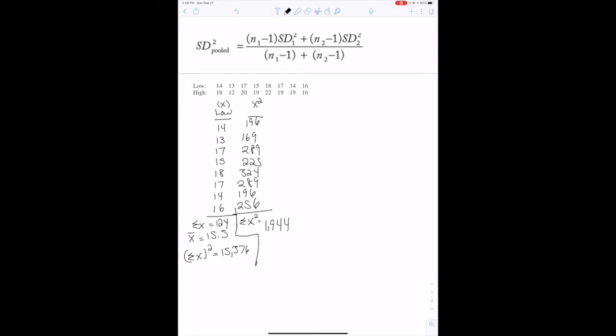So I went through and did this arithmetic without you seeing it, but you can see here I've got 14 squared, 13 squared, 17 squared is 289, 15 squared is 225, all the way down. Then I sum that column, so 196 plus 169 plus 289 plus 225 plus 324, and so on, all the way down to 256. So we get sigma x squared equals 1944. I sum the x column, I get 124. I square 124 to get 15,376. And then I get the mean, which is 15.5.